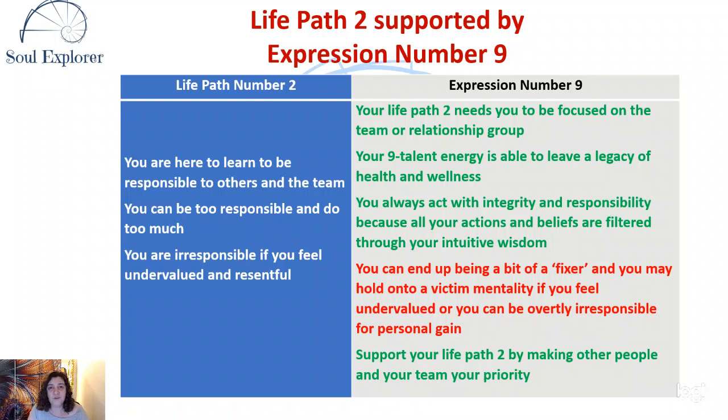And then what happens is, if you're not getting the thanks or the gratitude that you seem to want when you're a life path 2, it can make you feel quite resentful and then turn you into the opposite of what you need to be: irresponsible, and then being irresponsible to the family and the team. You know, what you need here is boundaries to make sure that you're not doing too much. Anyway, the expression number 9.